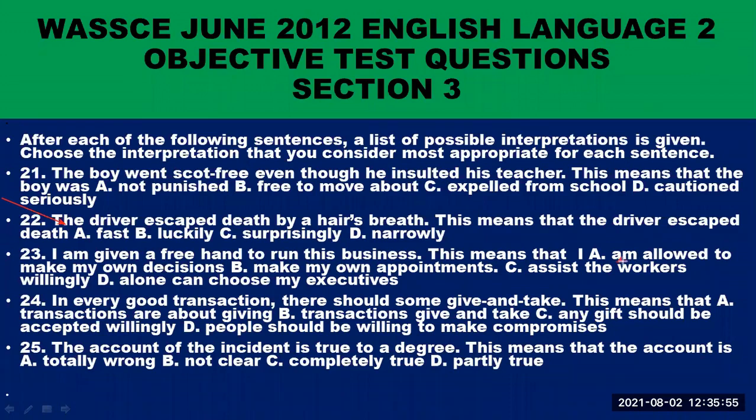All right? Then option B, make my own appointment. There's nothing specifically mentioned about appointment. C, assist workers willingly. This is an irrelevant idea introduced. D, alone can choose my executives. Again, an irrelevant idea introduced. So we go with option A, which is I am allowed to make my own decisions.